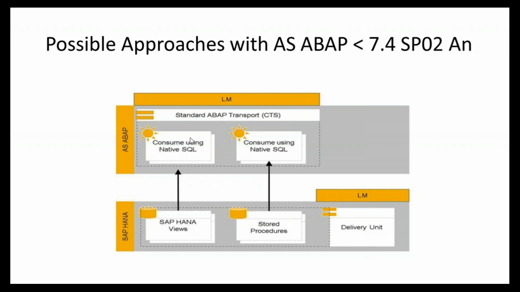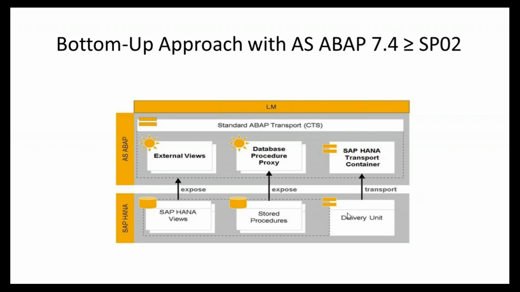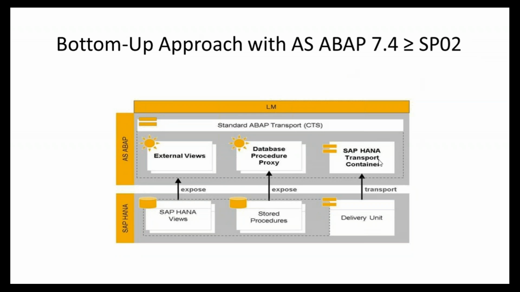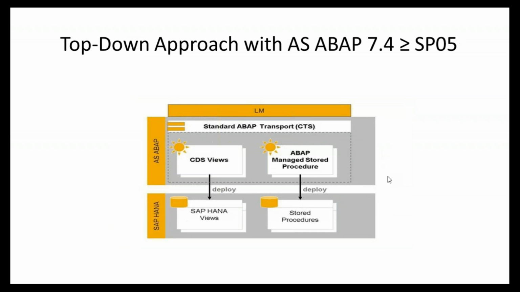Then we have the delivery unit. We have standard ABAP controls and ABAP transports. We have a bottom-up approach with application server ABAP 7.4 greater than Service Pack 2. If it's less than Service Pack 2, this is the issue. Greater than Service Pack 2, we can access these SAP HANA views from external views as well. For stored procedures, we can create database procedures, the proxies which can access these stored procedures. Then we have delivery units, which can be accessed through the HANA transport container.